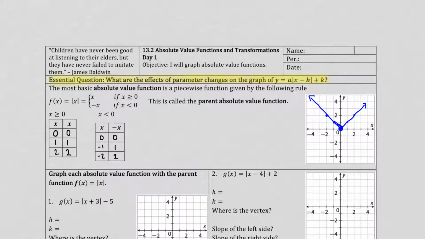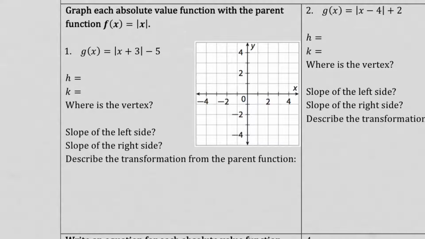All right, let's apply that to example number 1. Number 1 says, graph each absolute value function with the parent function f of x equals absolute value of x. So let's start by graphing this, just like the one that we just did. You can actually take the graph that we just did above and draw it here. But I'm going to show you how you can easily graph it every single time I give you this.